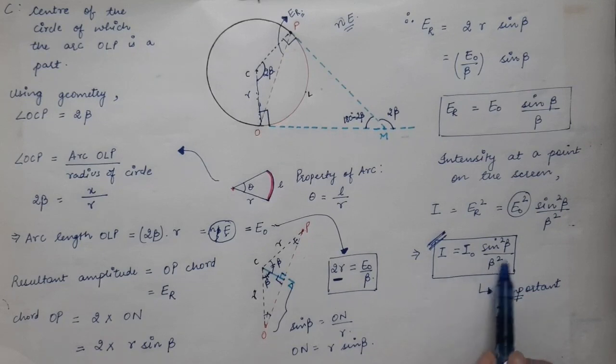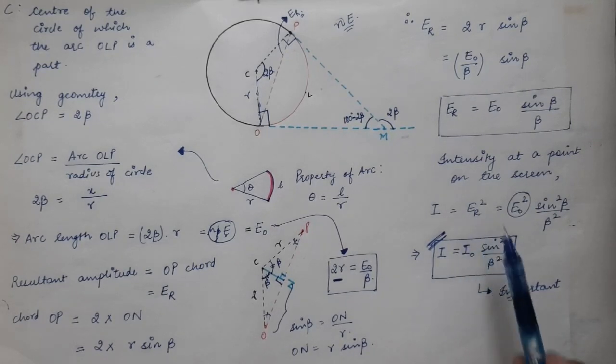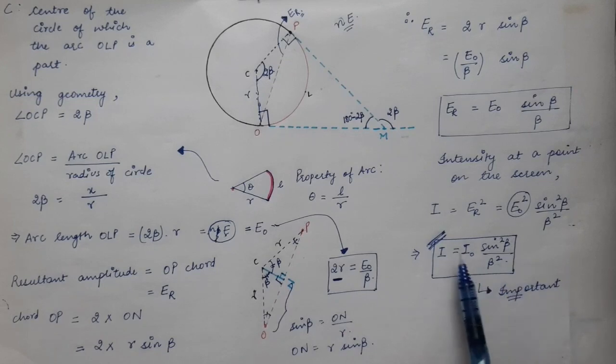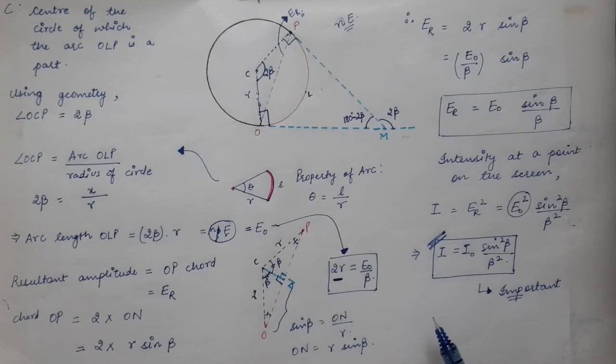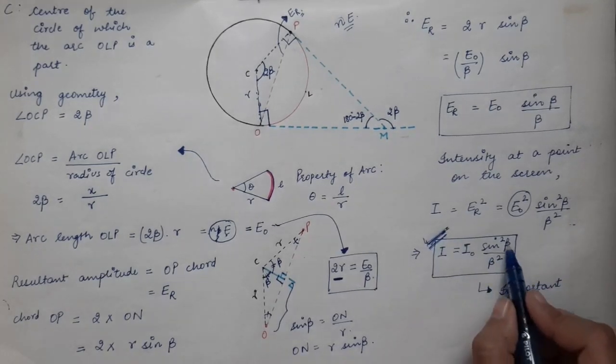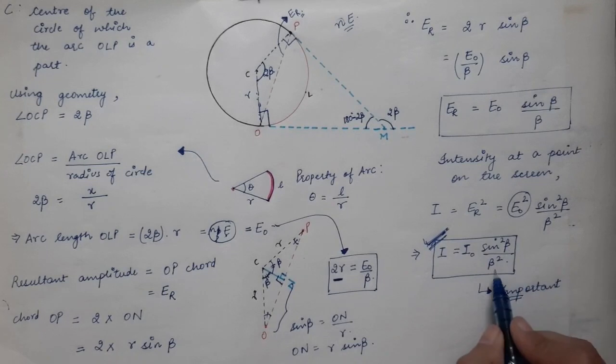And intensity, you can see, depends upon beta. So it is a function of beta. As you move away from the center of the screen, so as you move away from the P point, this beta will increase. So this beta will change as you change the observation point. So if beta changes, intensity will also change. And in the next lecture we will see how this intensity varies with the variation in the angle beta.